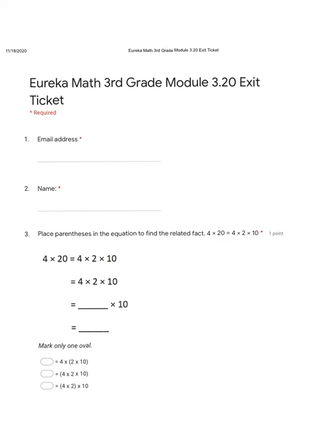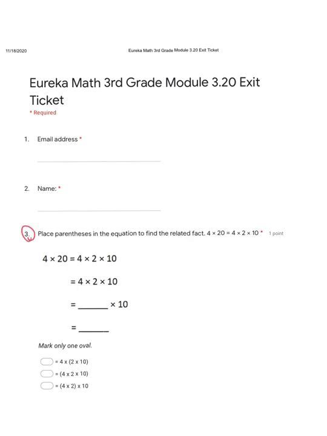This is Eureka Math, 3rd grade, Module 3, Lesson 20, Exit Ticket. We're going to start with our first problem, which is number 3. Place parentheses in the equation to find the related fact.